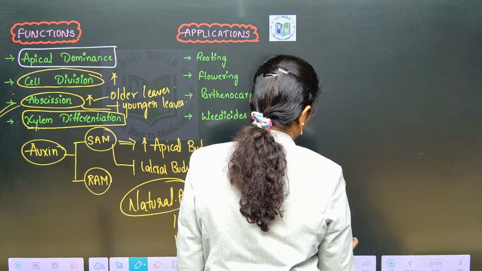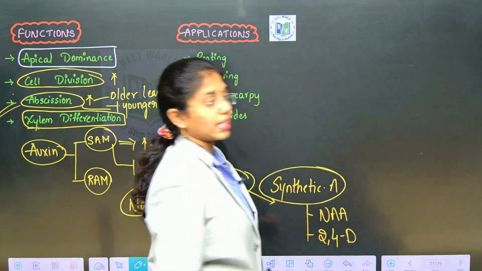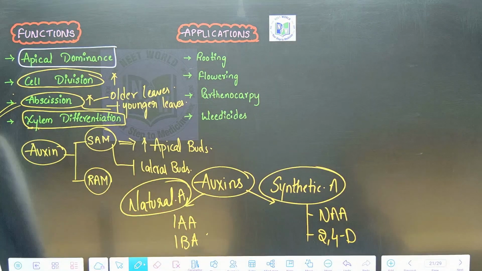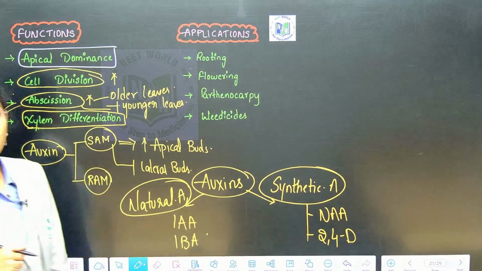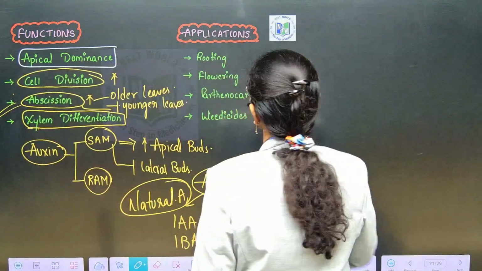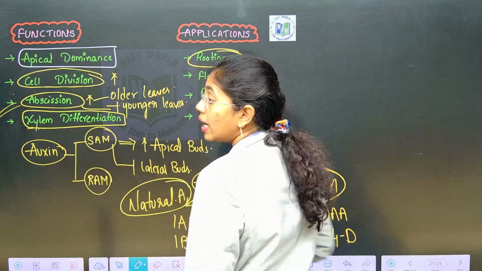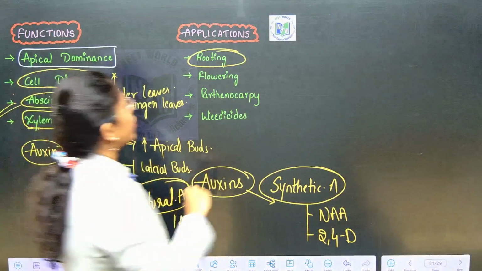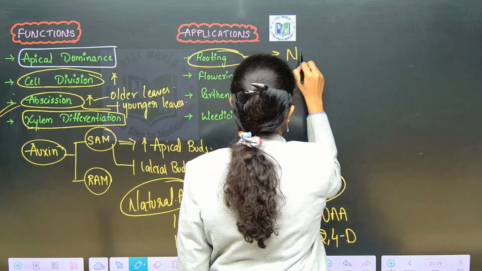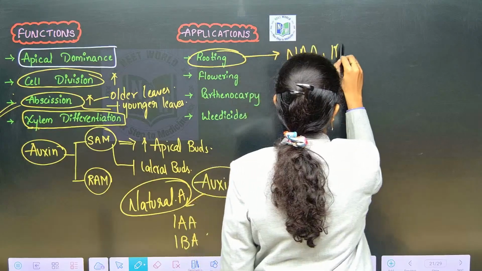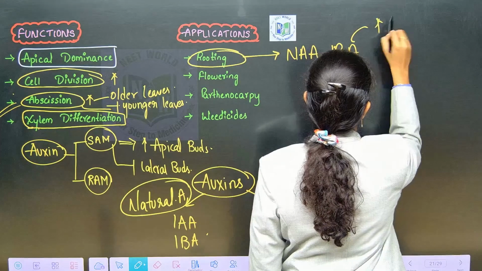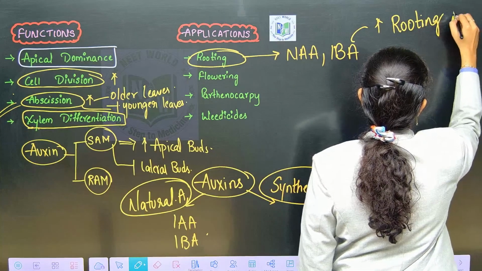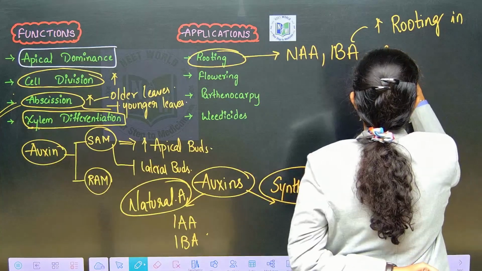and 2,4-dichlorophenoxyacetic acid. And auxin promotes rooting in stem cutting regions. This is promoted by naphthalene acetic acid and indole butyric acid. This will promote rooting in stem cutting regions.